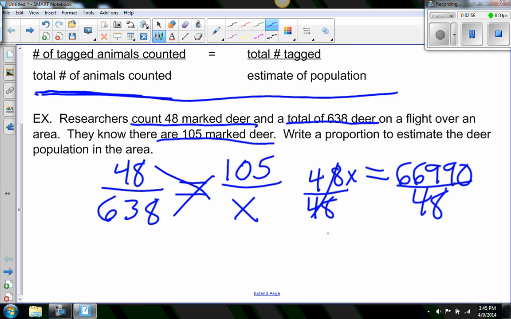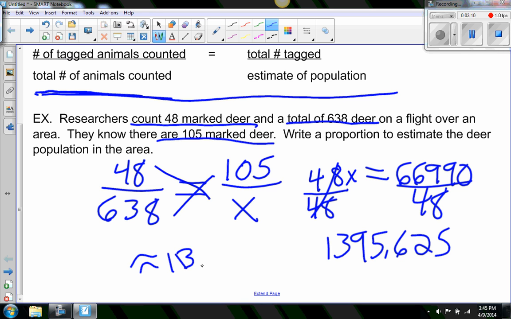And that is going to give you 1,395.625, and obviously you can't have part of a deer, so you're going to round it, and you're going to say about 1,396 deer.